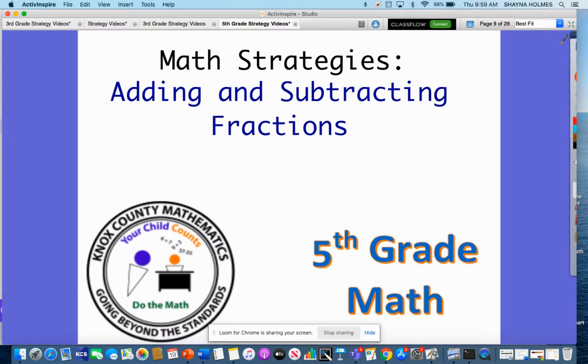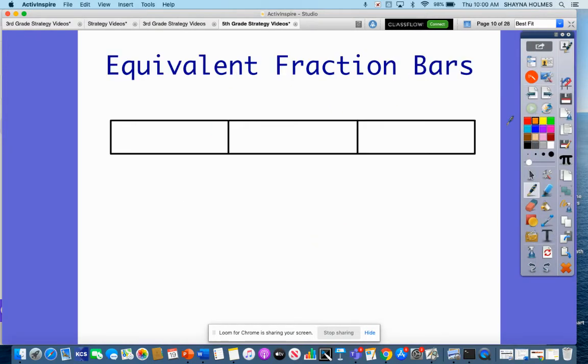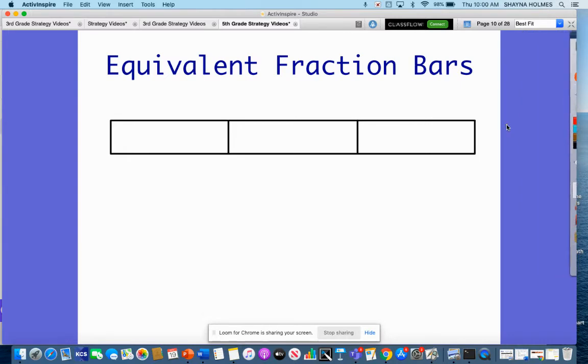Today's math strategy video is on adding and subtracting fractions. So before we get started adding and subtracting fractions, I just want to do a quick little review of equivalent fractions. So I have a fraction bar right here, and I'm going to shade in this portion to be 1/3.